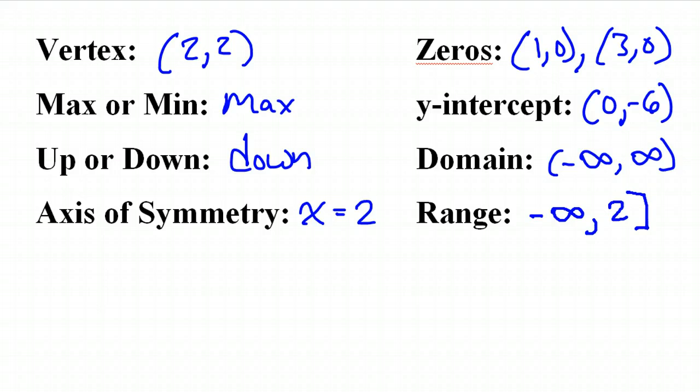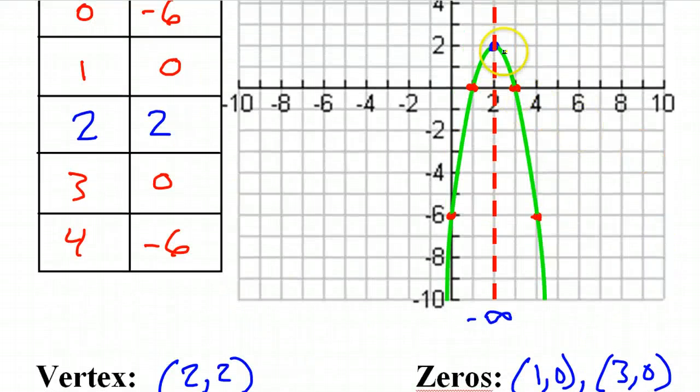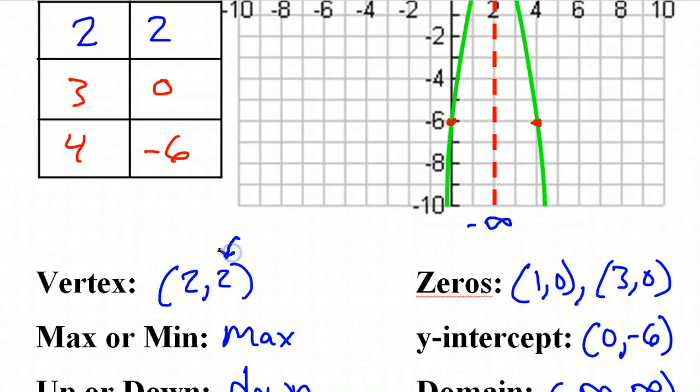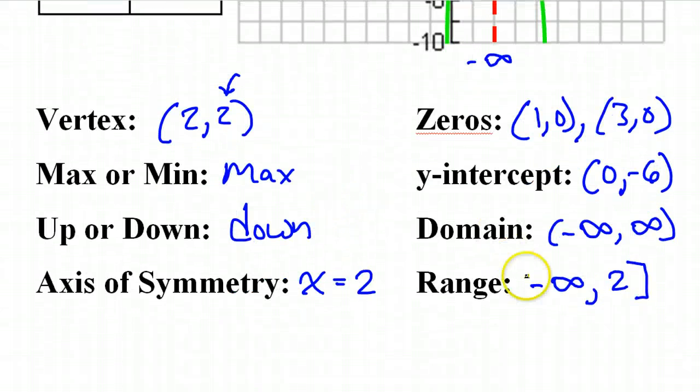The 2 gets a square bracket to show that 2 is part of the parabola. It's included, the parabola touches 2. You can see the 2 right here in the vertex. It's definitely included. You can never reach infinity, so all infinities get the round parentheses.